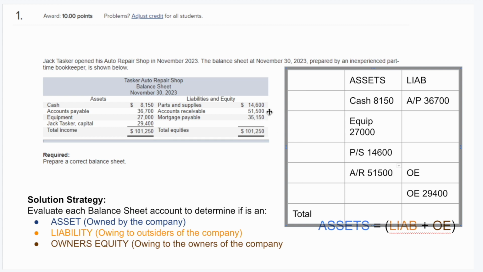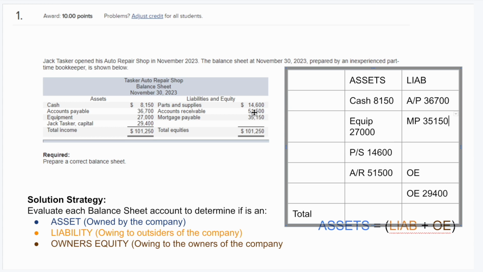So 51.5. Finally, we see mortgage payable. Mortgage payable is 36,150. That's a payable, meaning that's money we owe to someone else, and it's owed to outsiders. So mortgage payable will be falling under liabilities. And it'll be $35,150. Oops. Wow. It'd be $35,150. Okay.